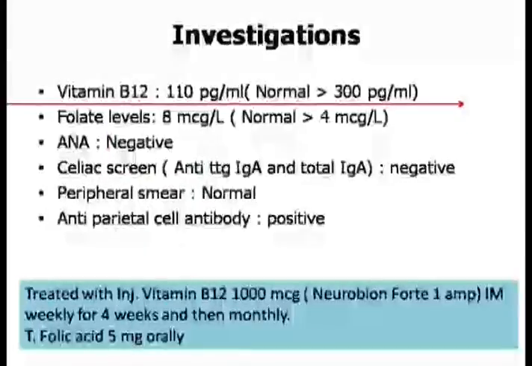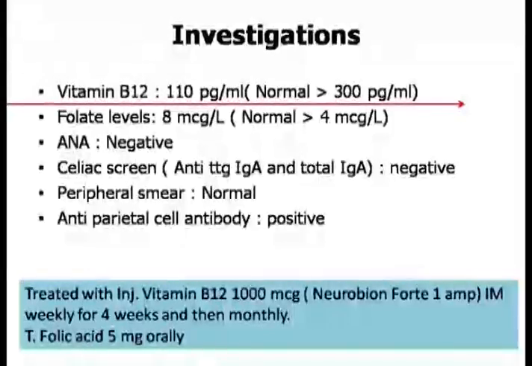And this patient has been subjected to investigation. You can see the B12 levels, which are very low, the folate levels, which are normal, the ANA, which is negative, the celiac screen, which is negative, peripheral smear, which is normal, and the antiparietal cell antibody, which is positive. So basically, you are dealing with a patient with vitamin B12 deficiency and having symptoms of neuropathy rather than a patient with a neuropathy related to diabetes.